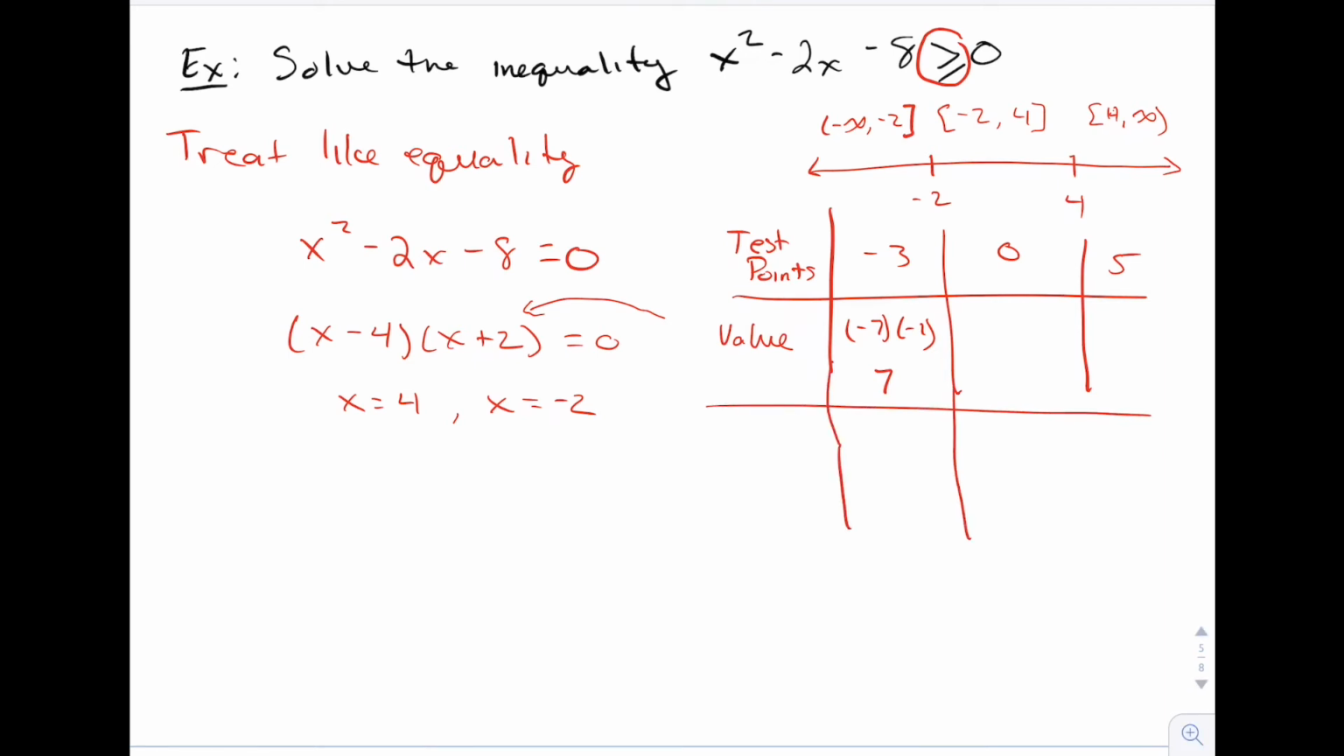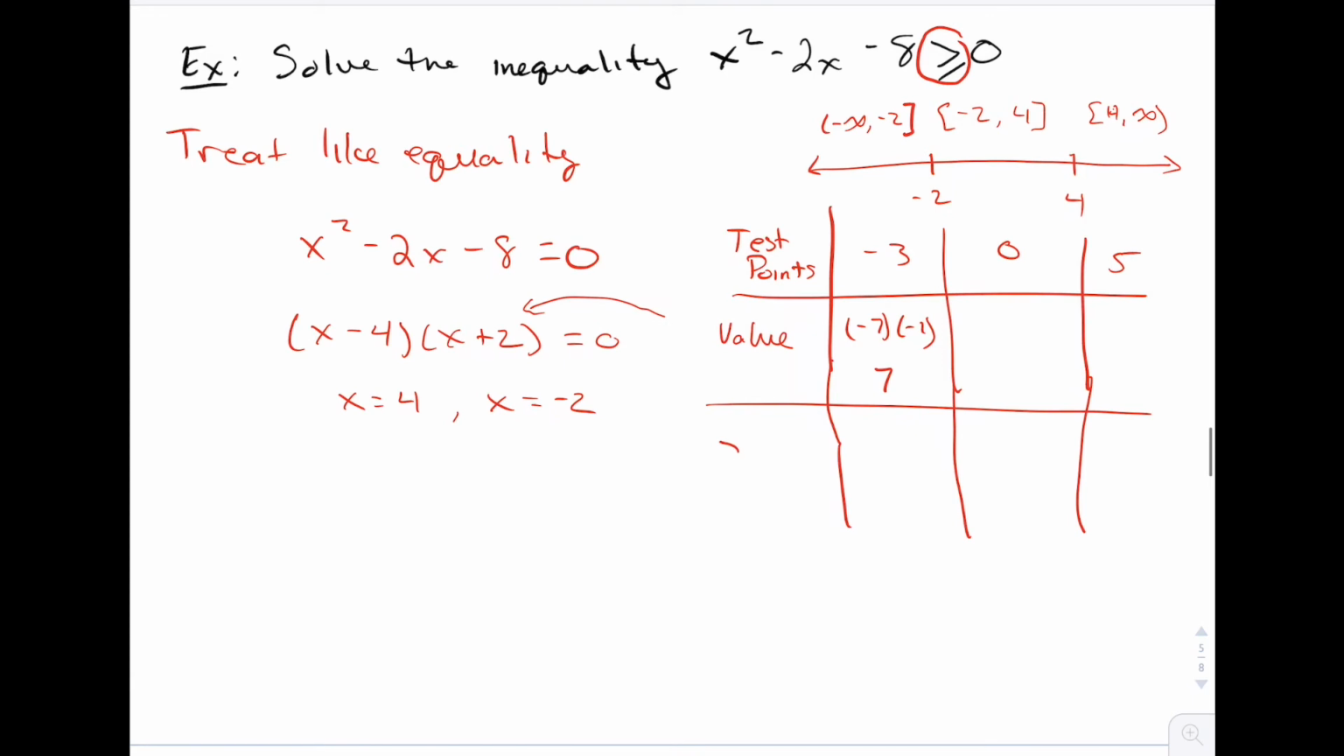And again, when I plug this in, I'm checking, am I greater than or equal to 0? I only pretend to treat it like an equality just to get those values of 4 and negative 2. Once I get those values, I really want to remember that I have this inequality back up there. So is 7 greater than or equal to 0? Well, yes, that is.